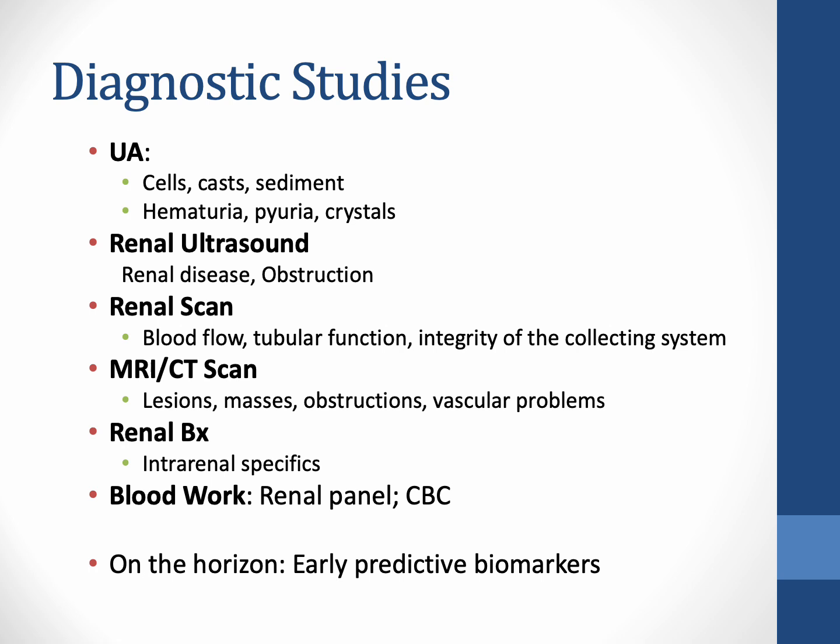Diagnostic studies for diagnosing AKI and to establish the treatments include getting a UA for the purposes of looking at cells or casts, sediments, if there's any blood in the urine, getting a renal ultrasound to look for any obstruction, getting a renal scan to establish that there is adequate blood flow to the kidneys, as well as that the tubules are functioning well and that the collecting system is intact, looking at MRIs and CT scans to see any lesions or masses, obstructions, or if there are any vascular problems leading to the kidney, and intrarenal specific causes for kidney disease might require a renal biopsy, and of course, look at your blood work, such as a renal panel or a CBC.